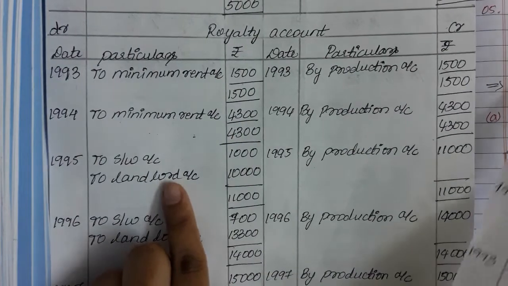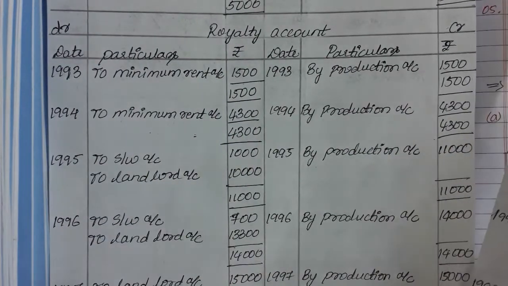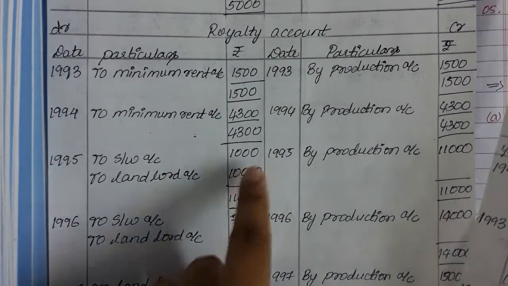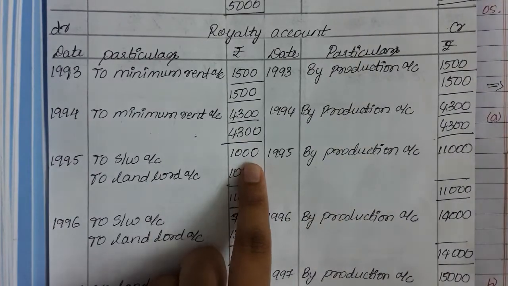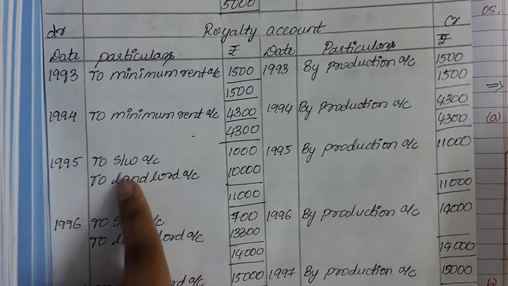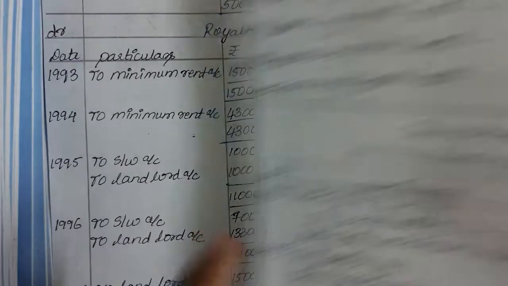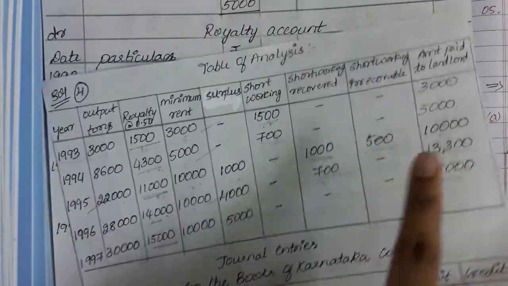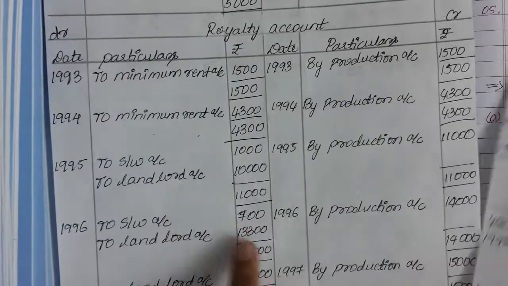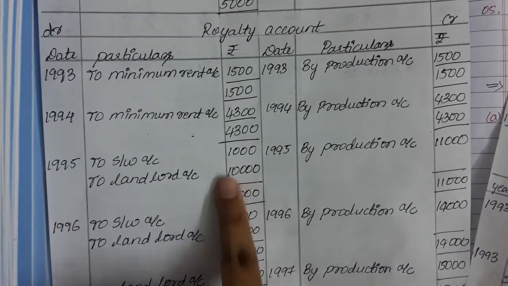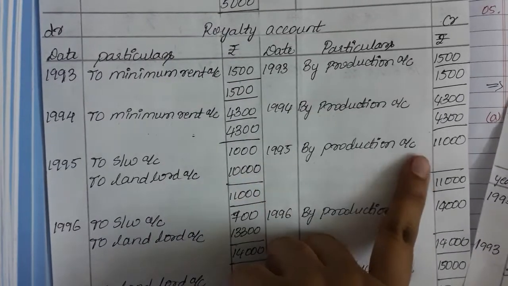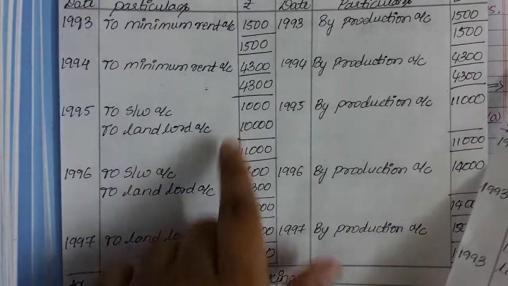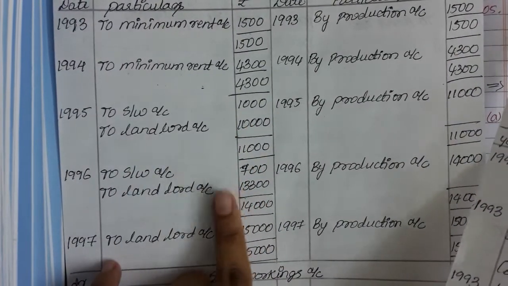But in case of 1995, you are paid to the landlord 10,000 rupees. There was a short workings. Right? So to short workings account, whatever the short workings you have recovered, you will be writing 1,000. And for the landlord, how much you paid? 10,000, you will be writing 10,000. And how you got this 11,000? By production. So same way, these two entries when the royalty is more than minimum rent.